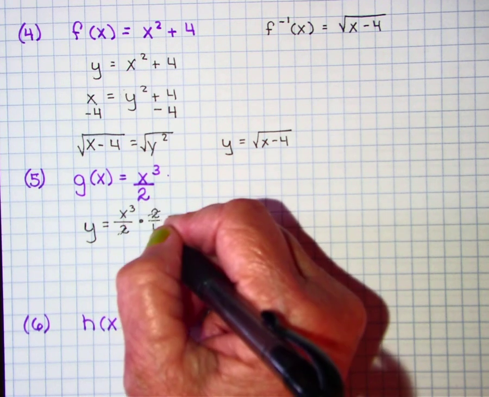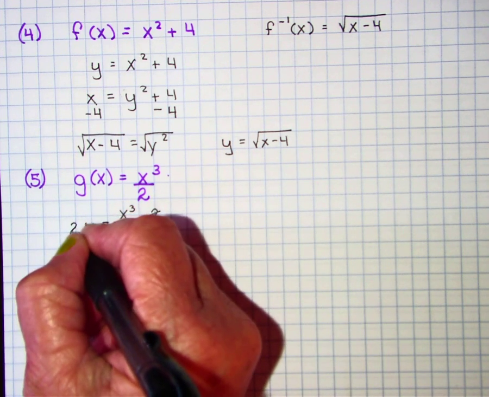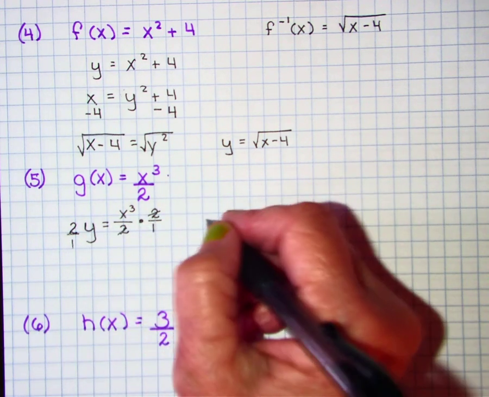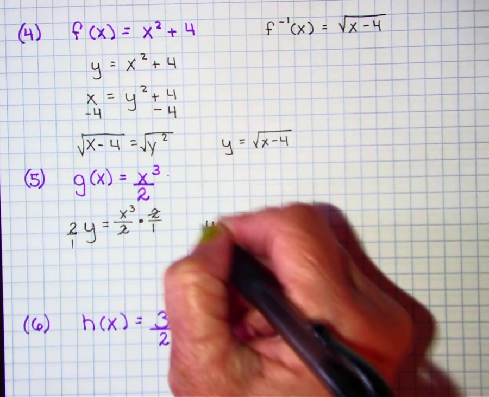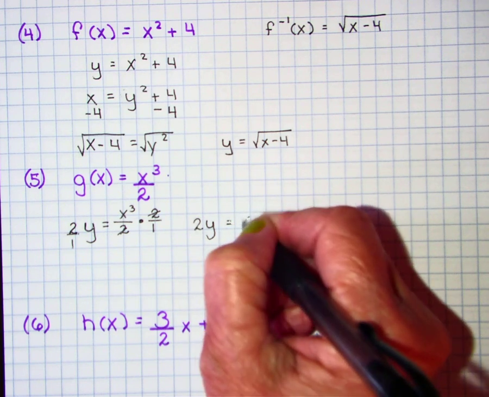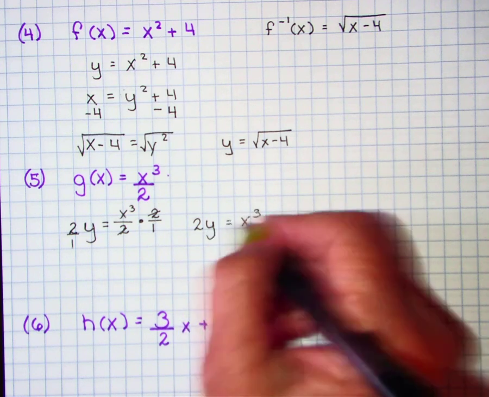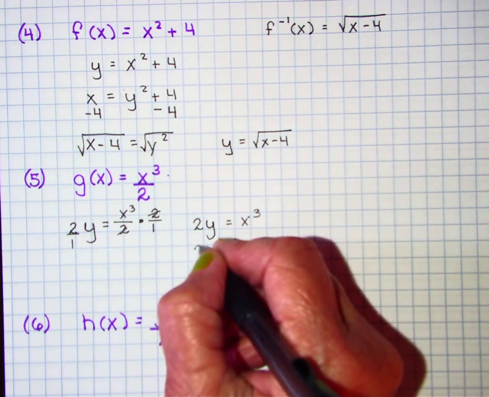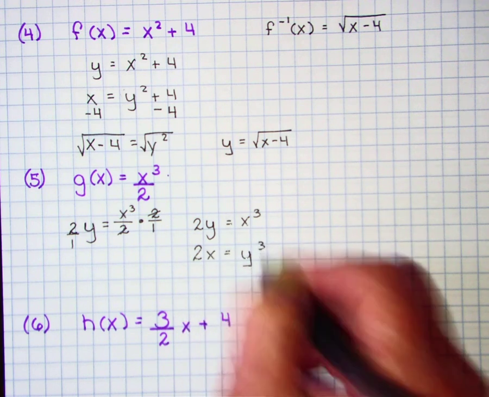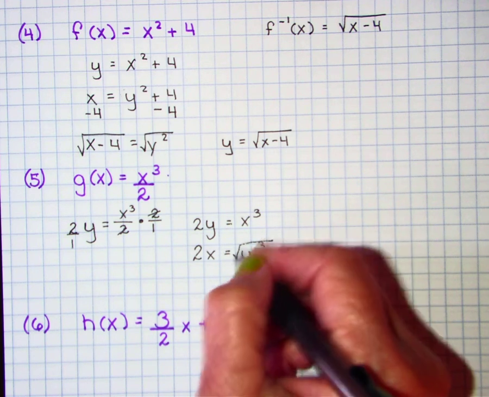Now I have x cubed over 1, but I can't do that unless I do it to both sides. So I have to multiply this by 2 over 1, or 2. So now I have 2y equals x cubed. Now I've made a mistake in that I haven't already changed my variable, so I'll do that. 2x equals y cubed.